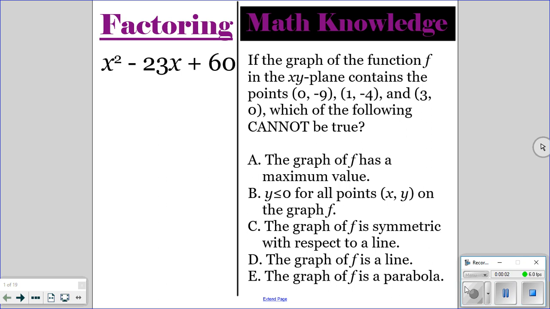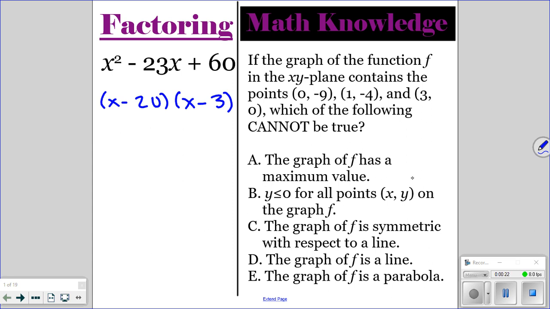Alright, so y'all go ahead and do the factoring and the math knowledge question for today. Pause the video, and then once everyone is finished, you can unpause the video and I'll go over the correct answers. So for the factoring, you're going to have (x - 20)(x - 3), and that's going to be your answer.